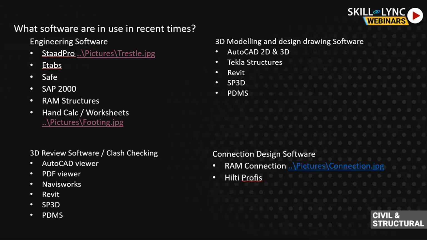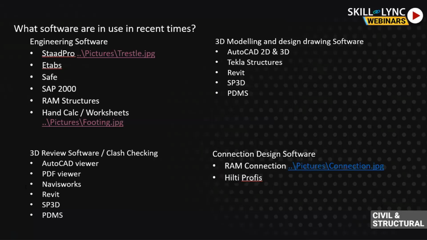Well, once we have done this 3D modeling, then comes the question of 3D review softwares. Otherwise you would end up messing up with other departmental items, such as pipes clashing with each other or electrical wiring going haywire. So we have 3D clash checking softwares which are generally used these days: AutoCAD Reviewer, PDF Viewer, Navisworks, Revit, again Revit, SP3D, and PDMS. All these you can use for modeling and design as well as clash checking.